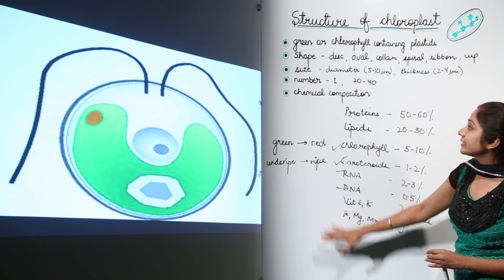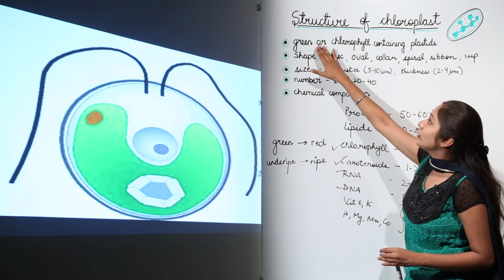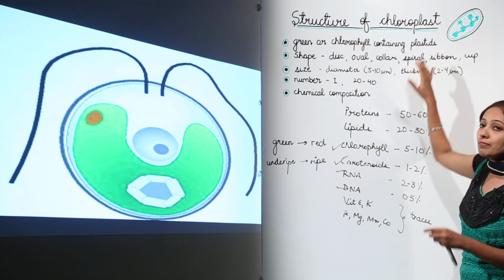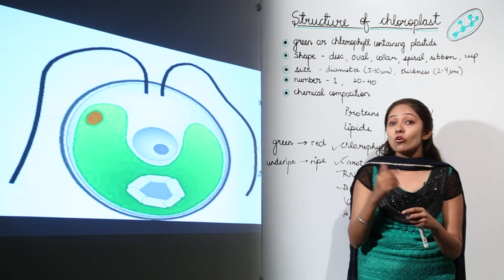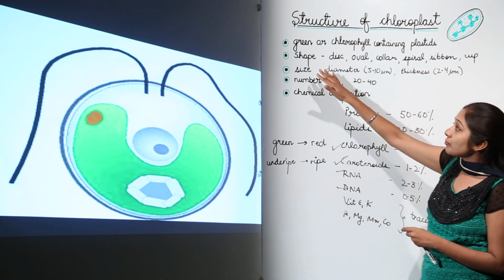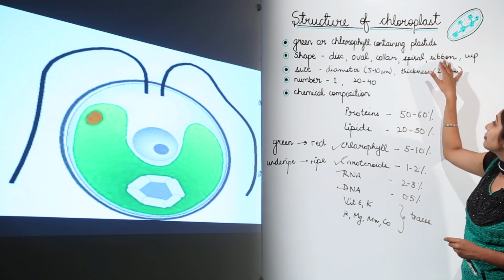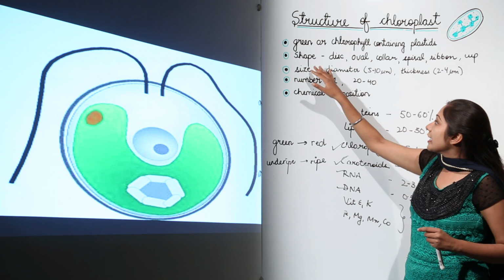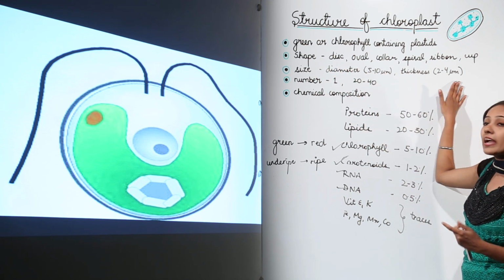So now let us recall everything we have done so far. These chloroplasts are green or chlorophyll containing plastids. Plastids, remember, two points: they have two membranes and they contain their own genetic material. And we talked about the shape: the chloroplast may be disc shape, oval, collared, spiral, ribbon or cup shape. We talked about the diameter, it can be 5 to 10 micrometer and thickness is 2 to 4 micrometer.